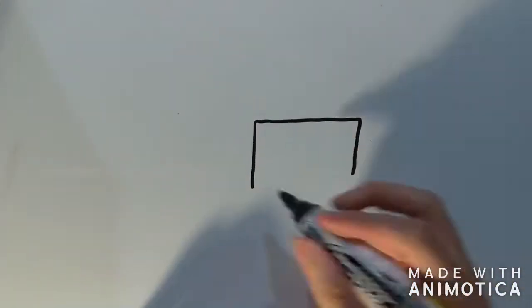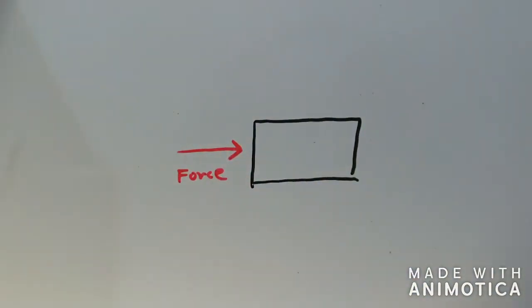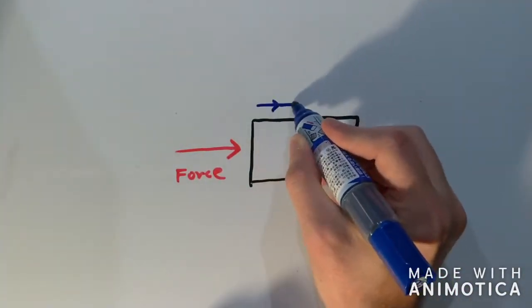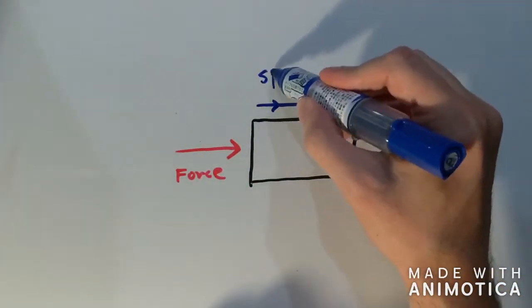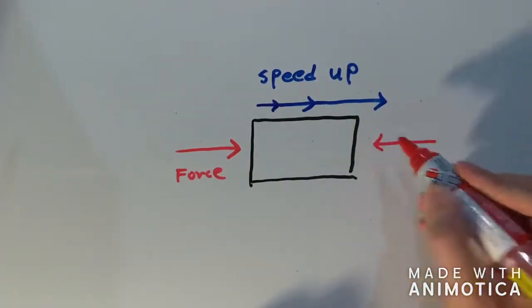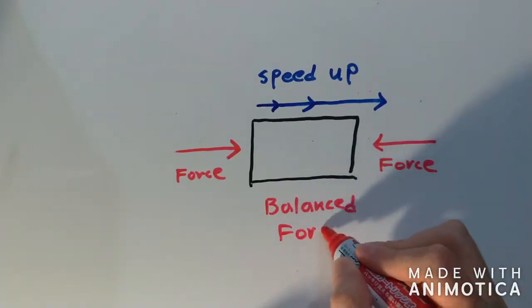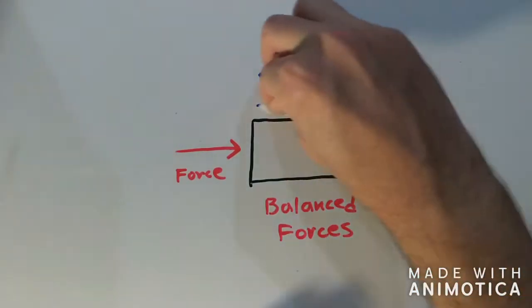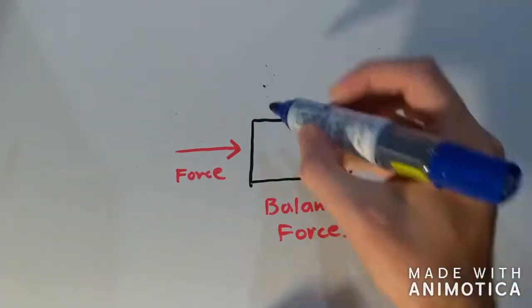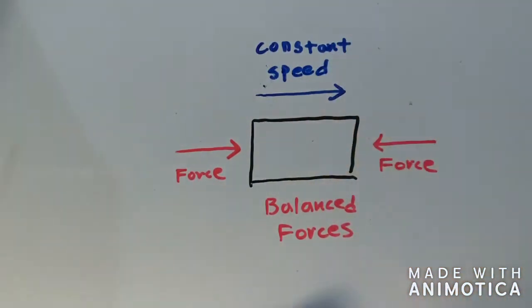An unbalanced force is able to change the speed or direction of an object's motion. If a force is unbalanced and in one direction, the object will speed up. However, if there is an opposite force of the same strength, then the forces are balanced. If the object is in motion, it will continue to move at a constant speed.